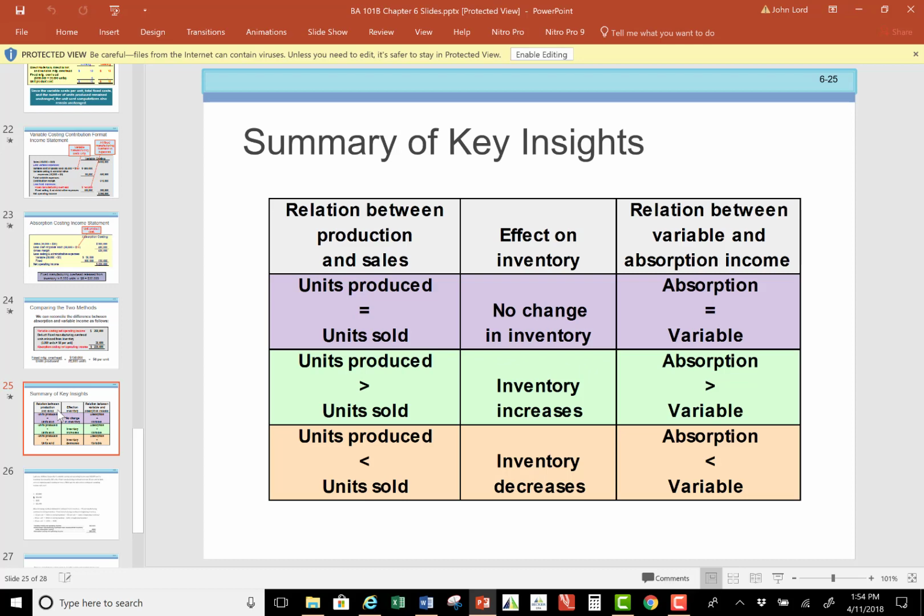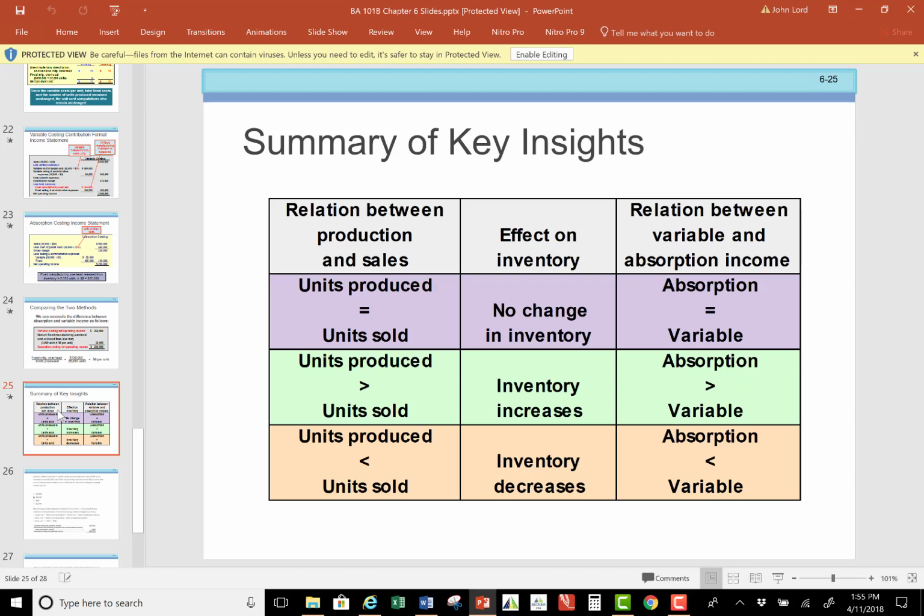So absorption will have a larger net income than variable when inventory levels increase, because those costs stay on the balance sheet until we sell the items. If our inventory levels decrease because we sold more units than we produced, now absorption releases those fixed manufacturing overhead costs to the income statement, whereas variable had already done that in a previous period, hadn't it?